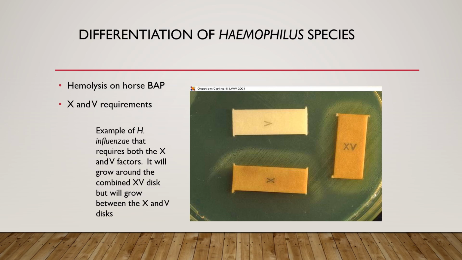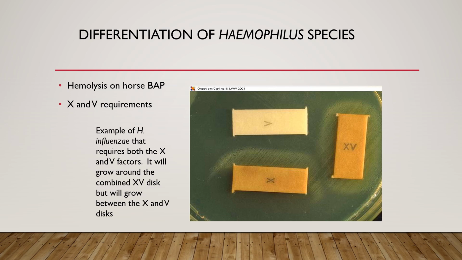We also want to put the Haemophilus species on horse blood agar. Some Haemophilus species will be beta hemolytic on horse blood agar, but Haemophilus influenzae is actually gamma hemolytic on horse blood agar. And it fails to grow on sheep's blood agar unless Staph aureus is present.